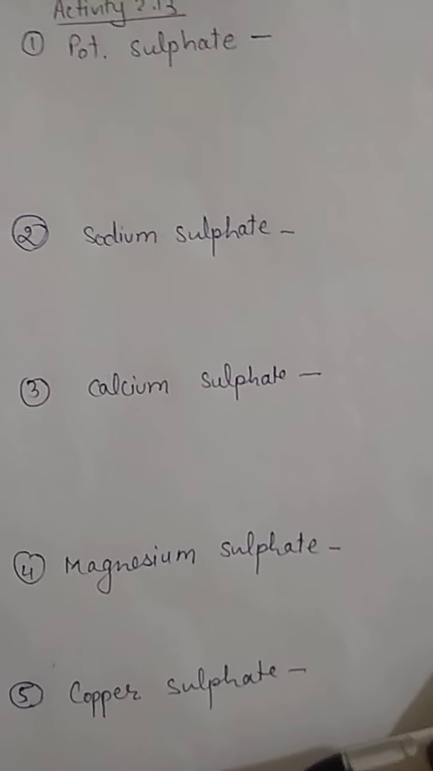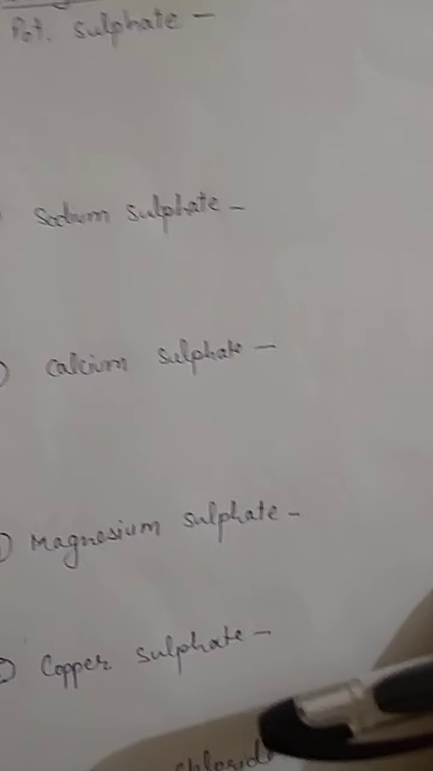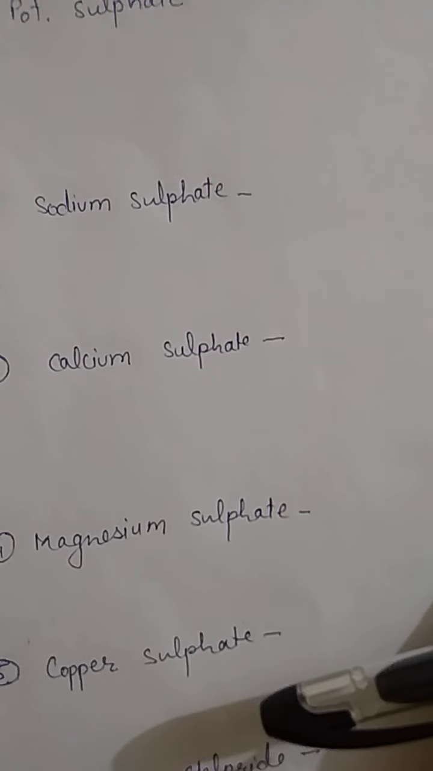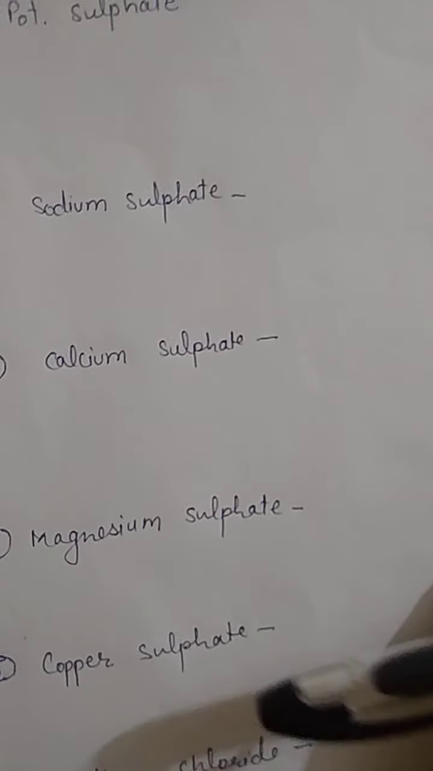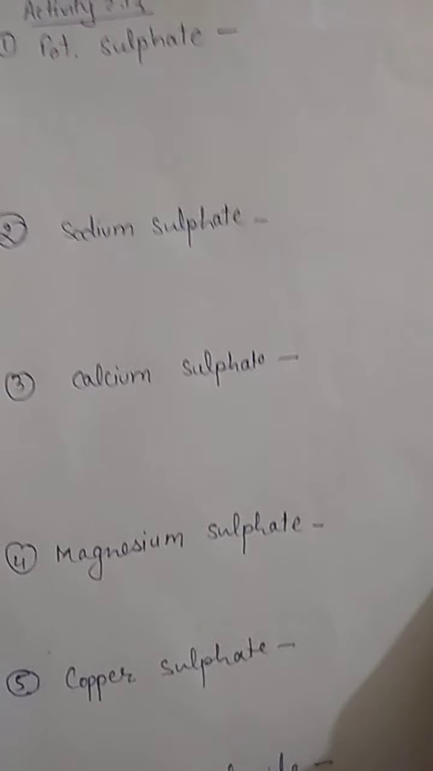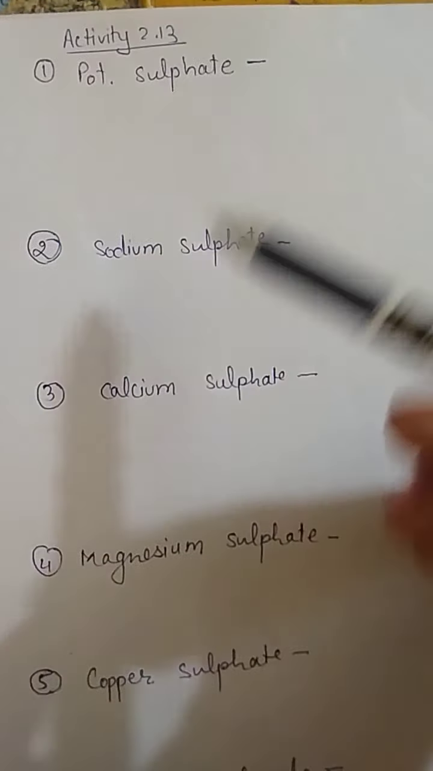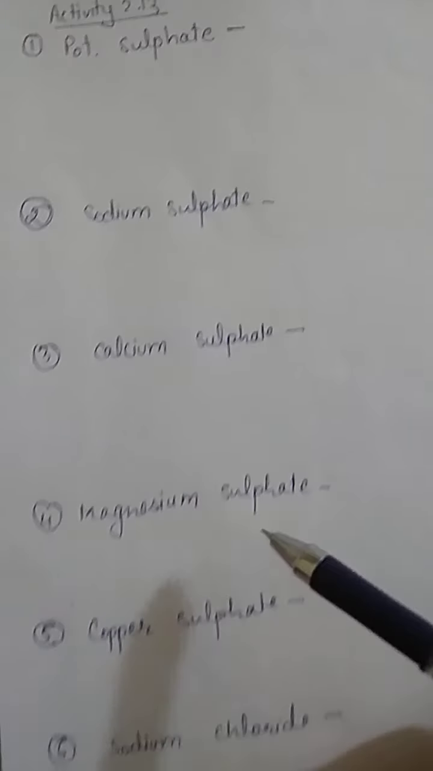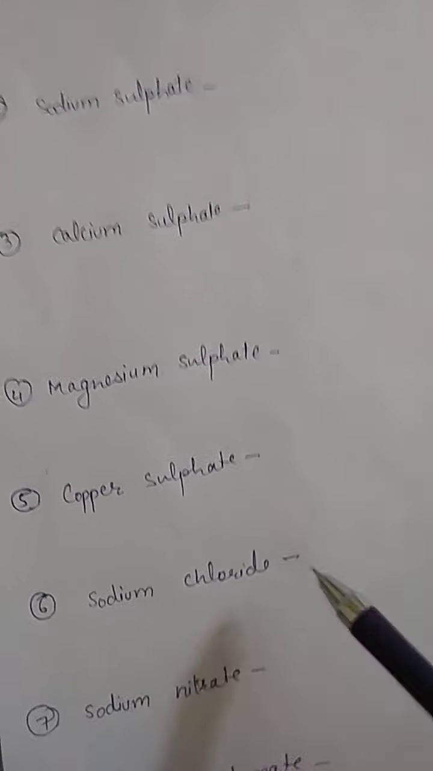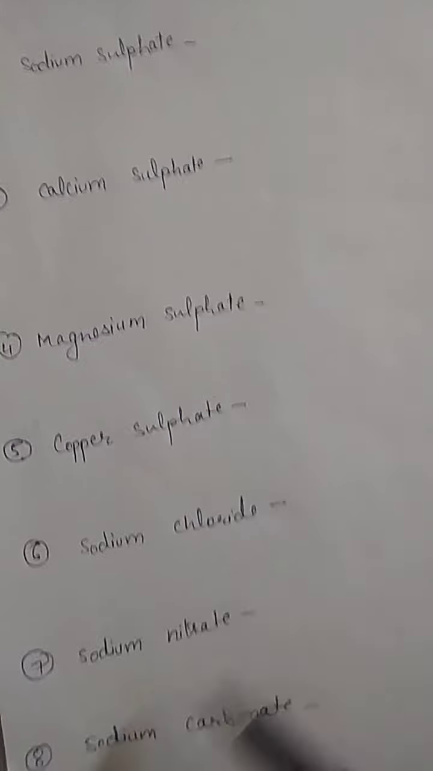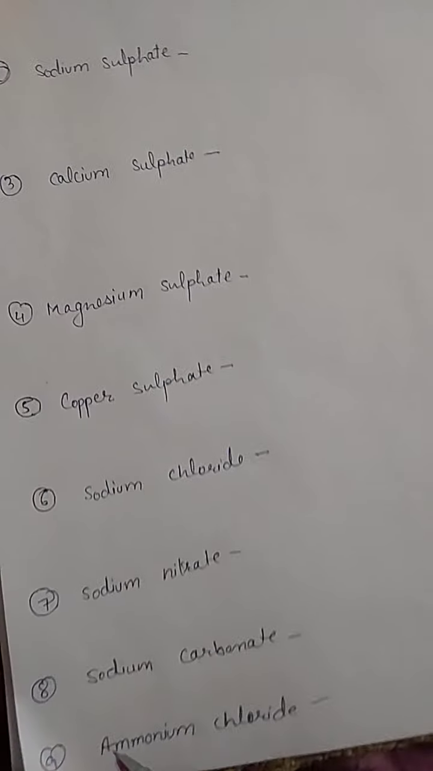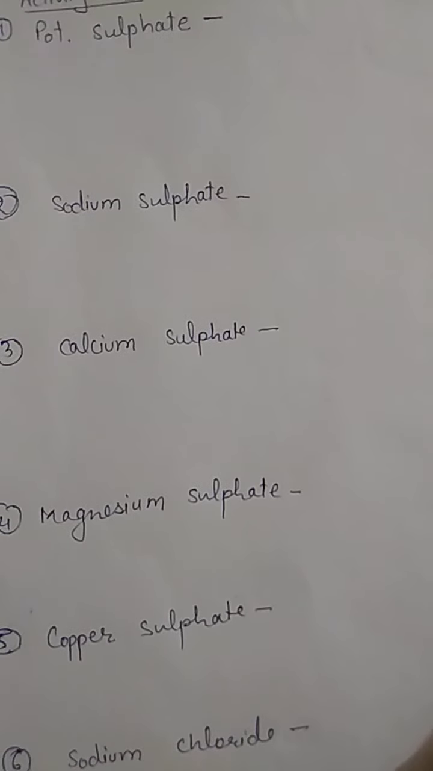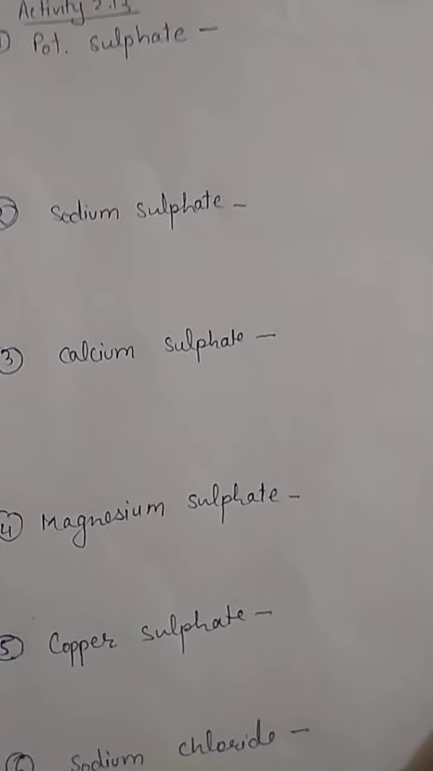Good morning, students. Today we will discuss activity 2.13 of 10th class. A number of salts are given: potassium sulfate, sodium sulfate, calcium sulfate, magnesium sulfate, copper sulfate, sodium chloride, sodium nitrate, sodium carbonate and ammonium chloride. The activity says to write the chemical formulae of these salts.